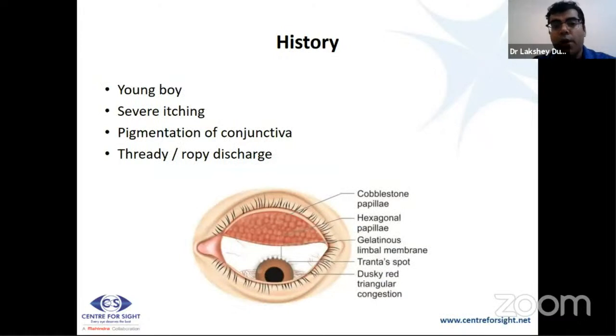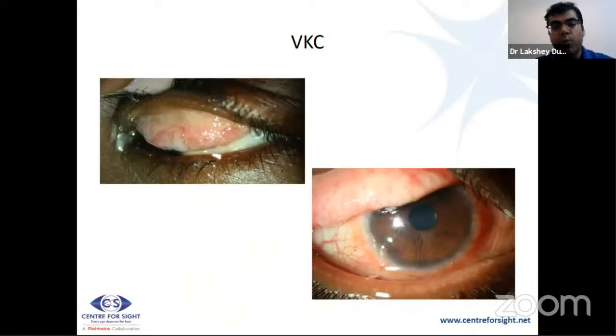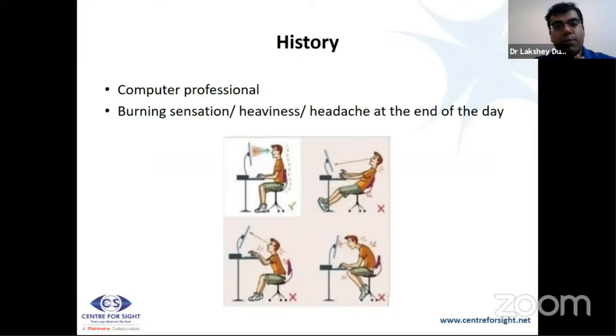A young boy with severe itching, pigmentation of conjunctiva, thready or ropey discharge. It suggests history of VKC, vernal keratoconjunctivitis. A computer professional complains of burning sensation, heaviness, headache at the end of the day.